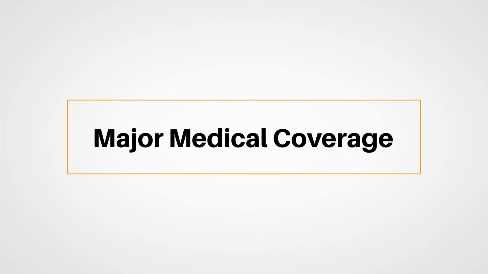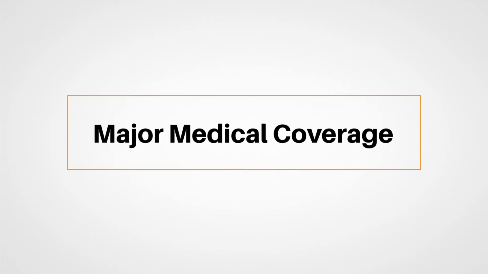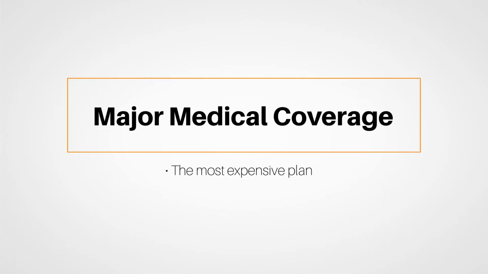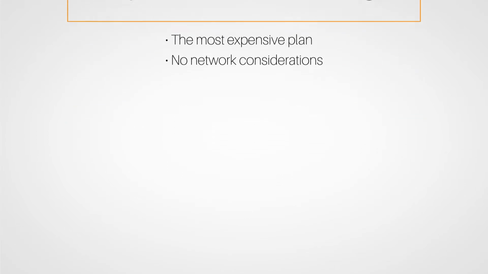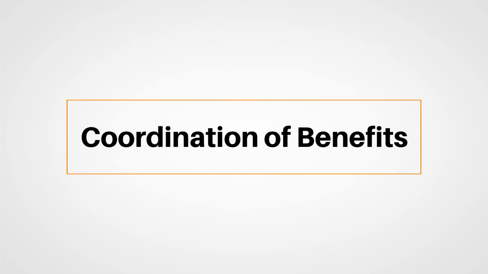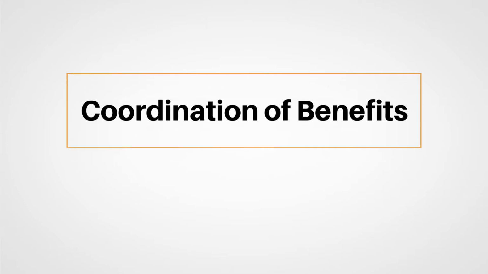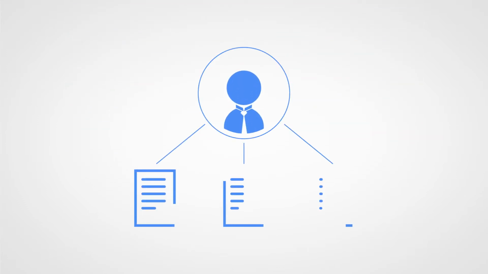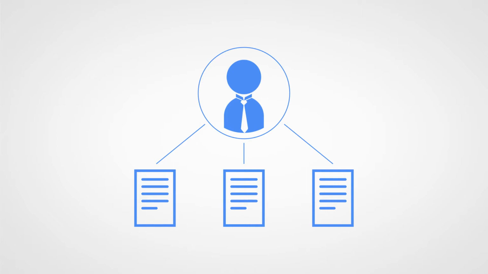Major medical coverage offers the greatest freedom of choice, but it also is the most expensive plan when comparing the three major delivery systems. Major medical has no network considerations as they are any provider plans. The coordination of benefits, or COB, was also briefly discussed. This comes into play if a person has more than one policy that might apply to a loss, and determines which carrier will be the primary insurer and which would be the secondary or excess insurer. This provision also prevents overinsurance and an individual from being able to profit from a claim.